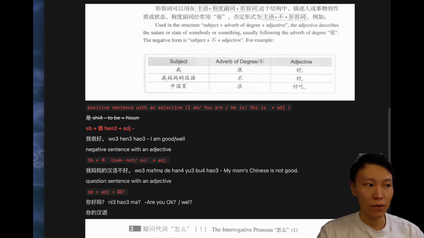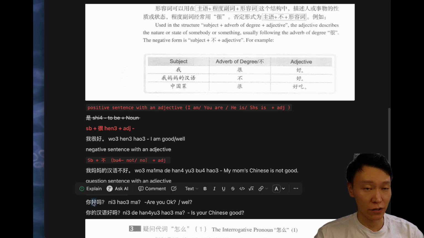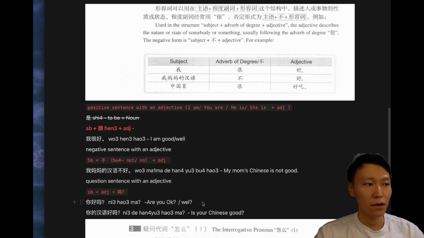Or we can also say, 你的汉语好吗? Is your Chinese good? So you can see here, in front of this adjective 好, which means good, we don't have 很. Okay, so that is a question structure.